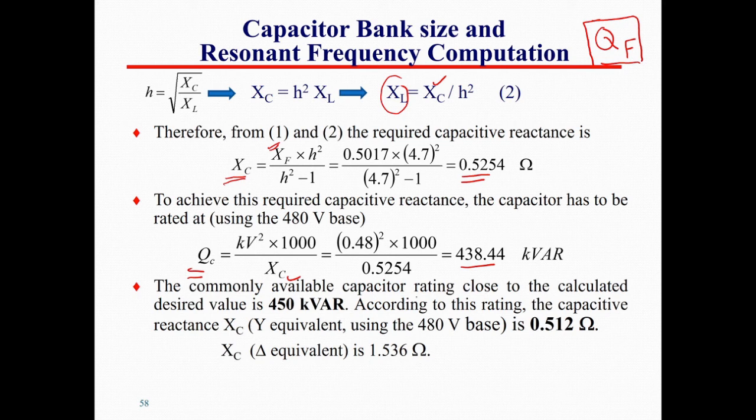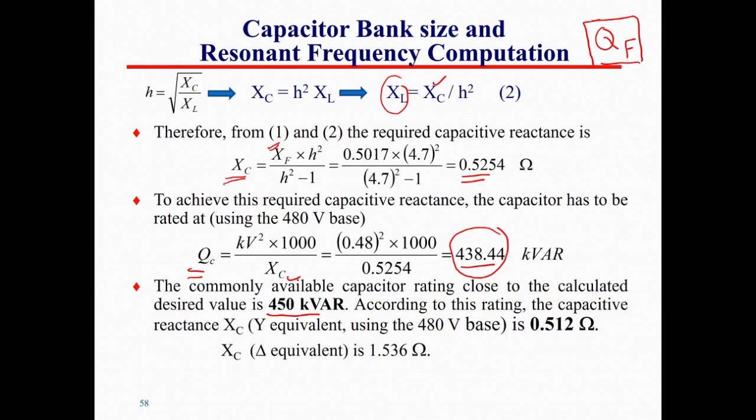The commonly available capacitor rating close to the calculated one will be 450 kilovolt ampere reactive. Because if we go to the market and we like to buy such kind of capacitor size, it will not be available, maybe, with this value 438. So we have to choose the one which is available in the market, and that one should be very close to 438. So that's why we choose 450 kilovolt ampere reactive.